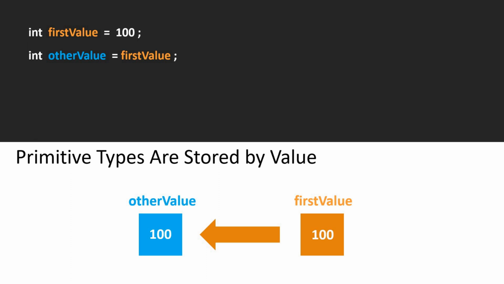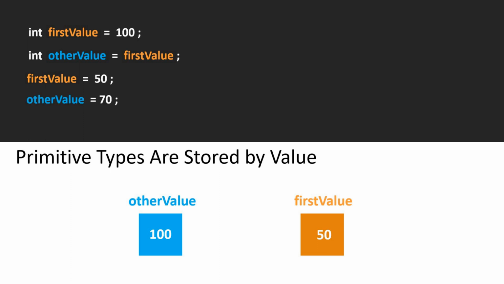But even though these two variables have the same value, the values themselves are independent. There's no relationship between those two variables after the assignment is made. So if we now go to first value and set it to a value of 50, that means first value loses the value of 100 and replaces it with a value of 50, but other value is completely unaffected. So in other value, if we go ahead and assign a value of 70, other value replaces the value of 100 with that value of 70, and first value is completely unaffected.